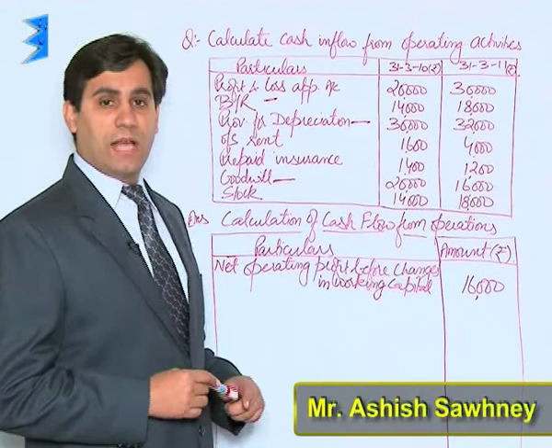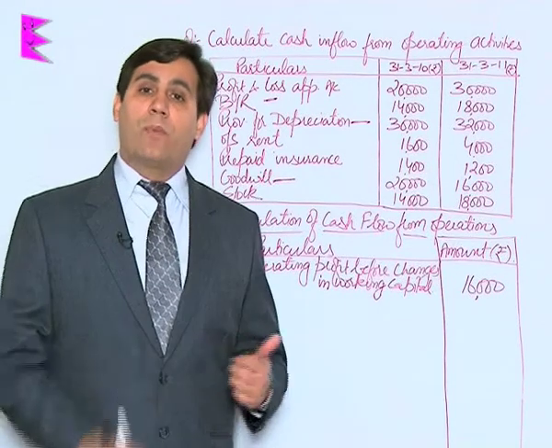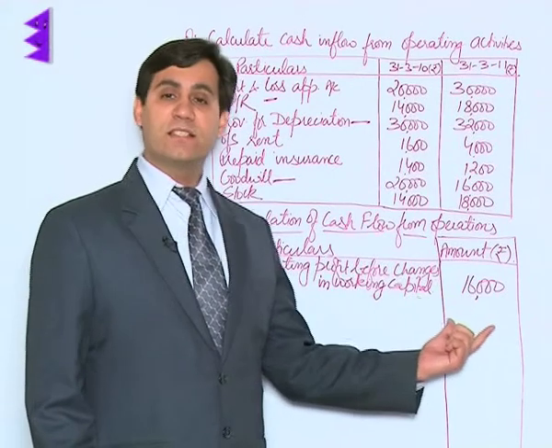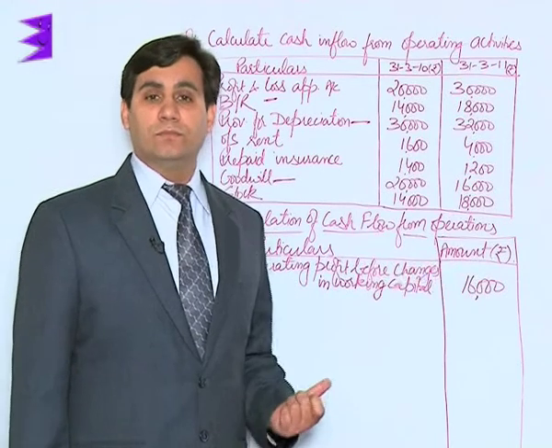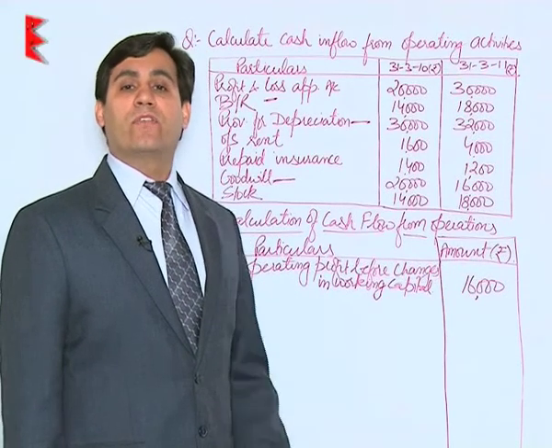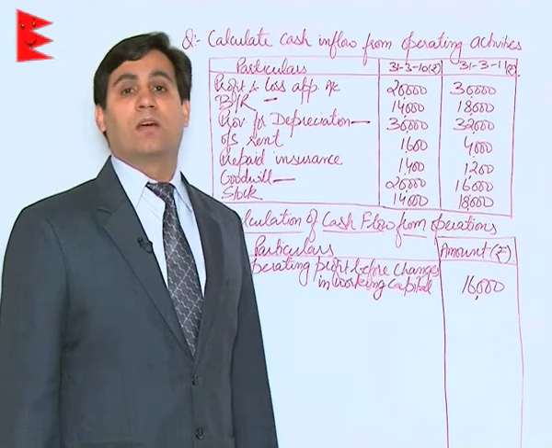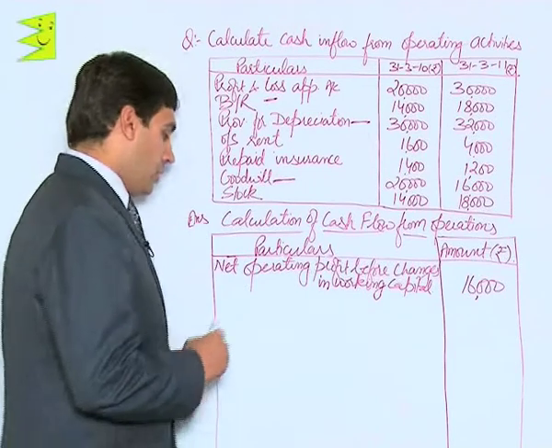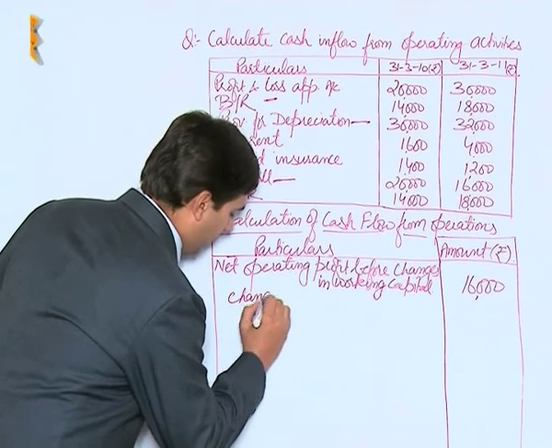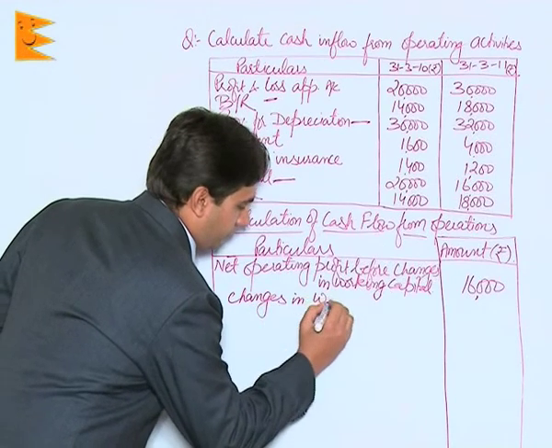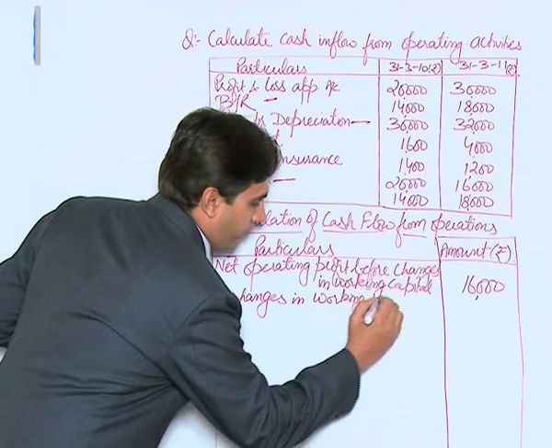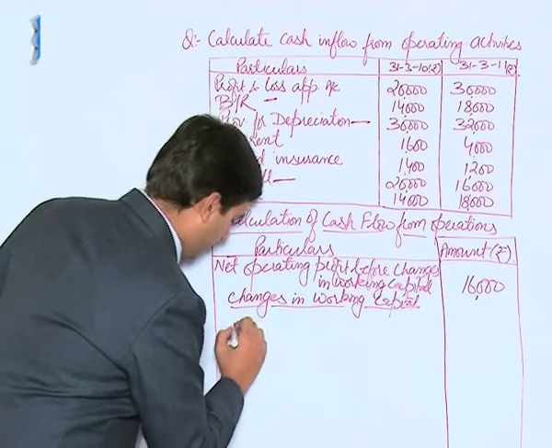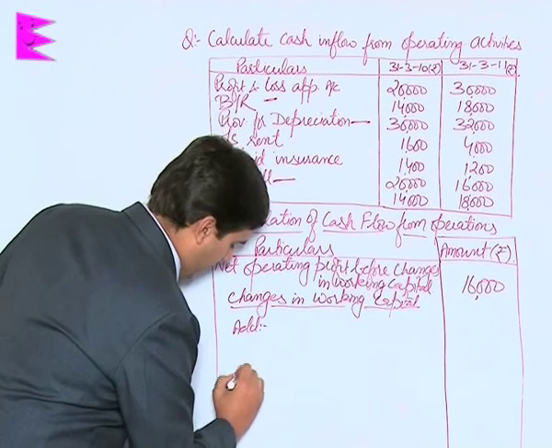Continuing ahead, the last figure that we had calculated was operating profit before tax and changes in working capital, which was rupees 16,000. To this figure, we will adjust the values of current assets and current liabilities. Rather, we will adjust the change in the values of current assets and current liabilities. So students, coming to changes in working capital. Remember, figures would have to be added or subtracted. So we'll classify them as add and less.